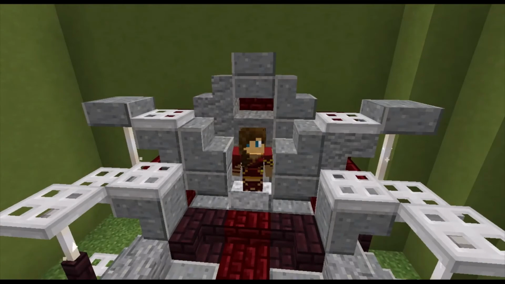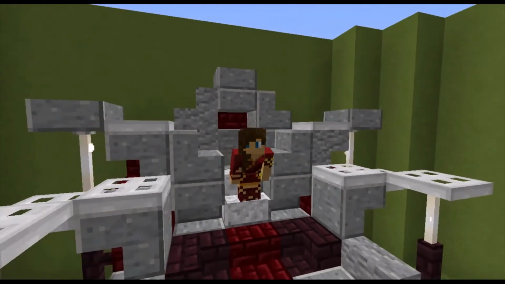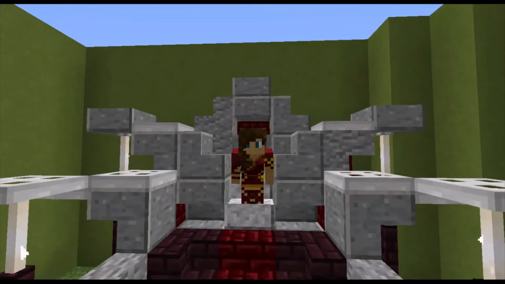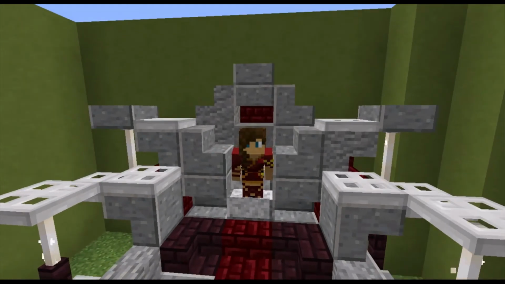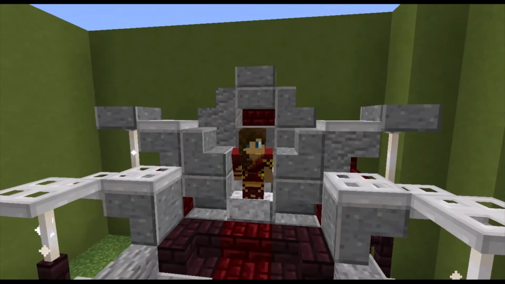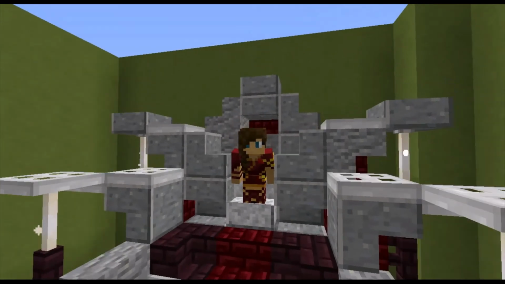Those are my tips for building furniture, or at least chairs. I hope you enjoyed it. I hope you learned something. And please don't feel afraid. I know furniture and building and creating an entire concept from blocks can be very intimidating.